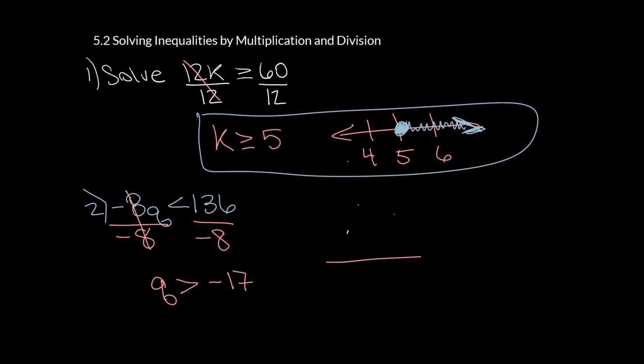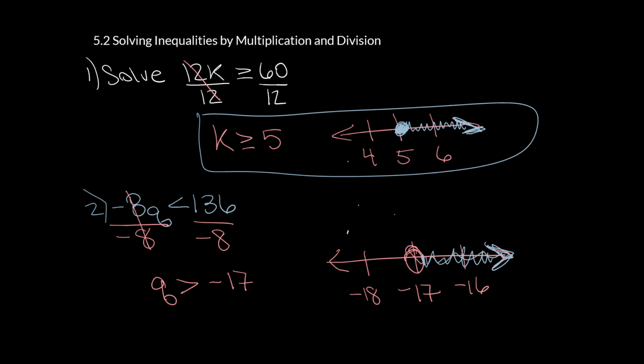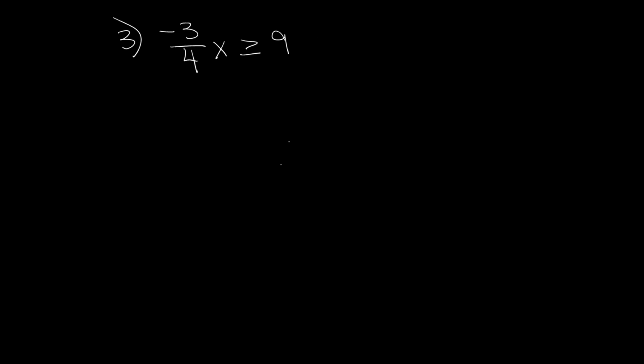So if I wanted to graph this on a number line, put negative 17 in the center and one number on either side, it's going to be an open circle because I'm not including the 17 and it's greater than. So I'm going to shade all the numbers greater than negative 17. I wanted to show you how to do an inequality with a fraction.